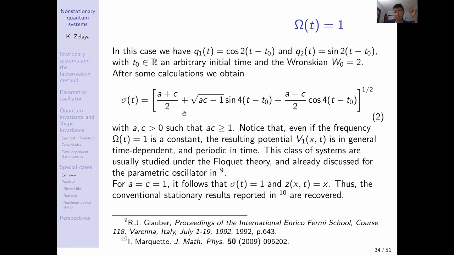And from this general solution, it's clear that if A and C are both equal to one, this term vanishes, and sigma is just one. So the stationary limit is achieved with sigma equal to one and A equal to C equal to one. And in that case, the set variable is just X. So we find here how to reduce all this general construction for time-dependent systems to the stationary case. But for other values of A and C, or even omega of T, the resulting systems are time-dependent.